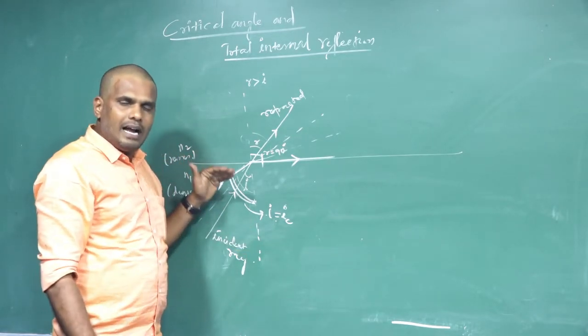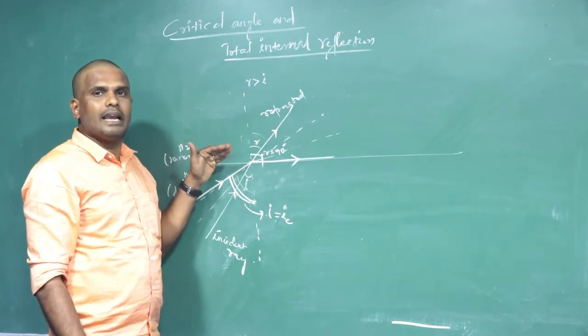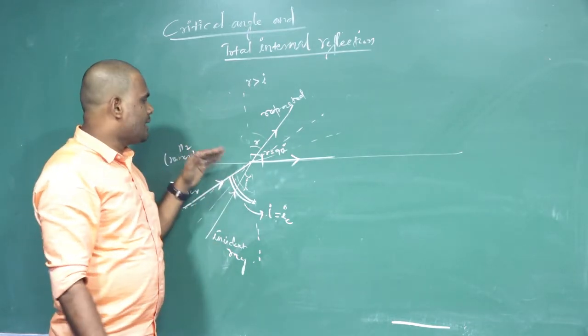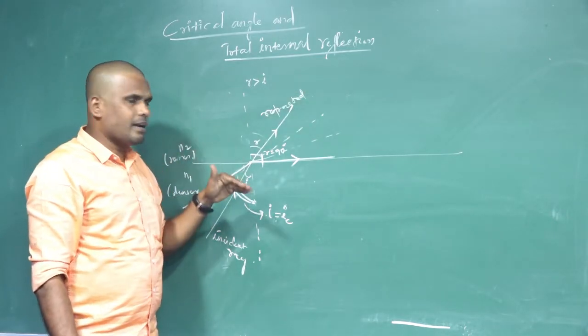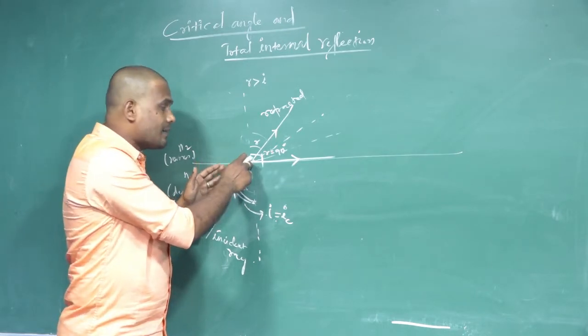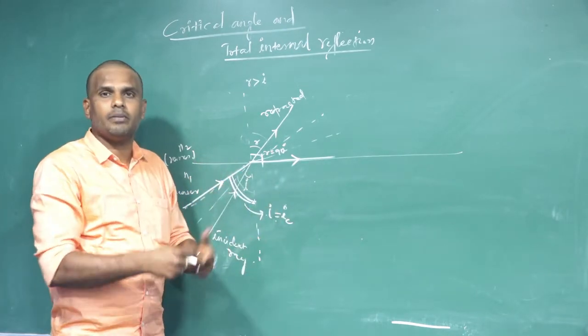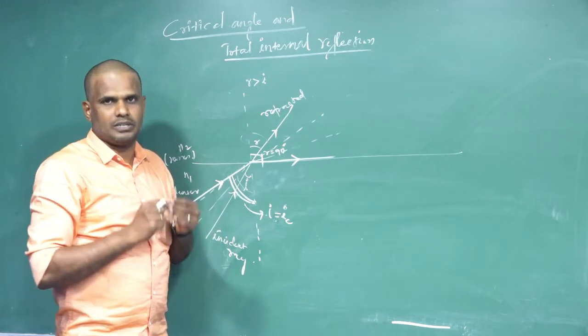As the angle of incidence is increased beyond or above this critical angle, what will happen? A refracted ray is not possible in the rarer medium. Then what will happen? The ray incident on the surface will get reflected back into the same denser medium itself. We call it total internal reflection.